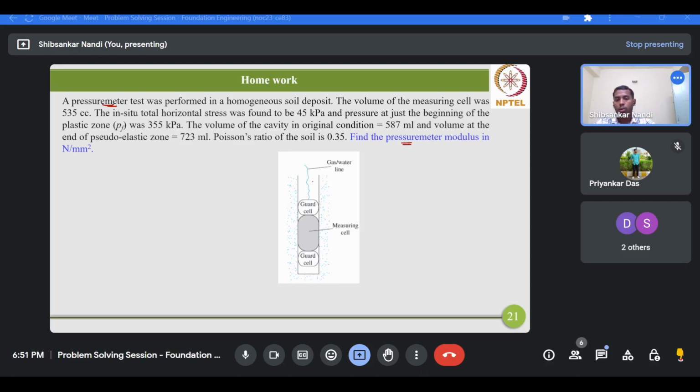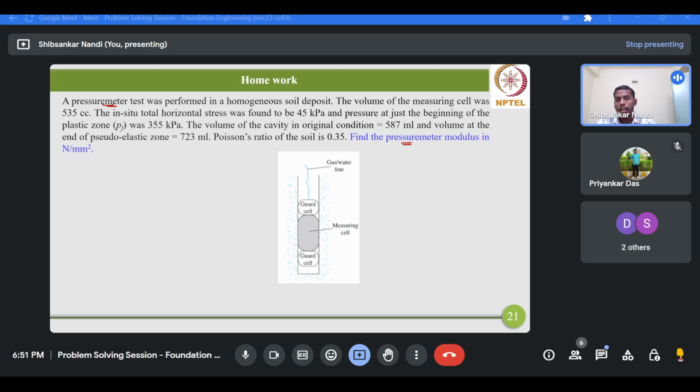So this is one pre-bored hole. Now in this pre-bored hole, one measuring cell is there, two guard cells are there. These guard cells are for minimizing the boundary conditions, and this measuring cell is basically connected to some gas or water line. Now, as you know, the methodology of this kind of test is that this measuring cell is basically pressed against the borehole wall.